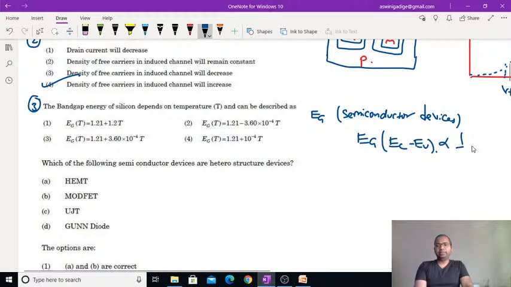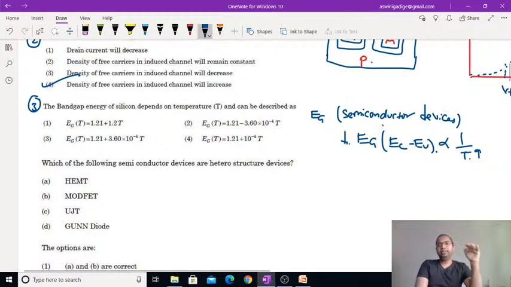So EC minus EV is inversely proportional to the temperature. It is not the exact relationship that you will get from this question, but just to make you understand, as the temperature is increasing, the energy band gap is going to decrease. Why? Because if the temperature is increasing, more covalent bonds will break down, and due to the breakage of the covalent bonds, a huge number of valence electrons will jump to the conduction band. Then it leads to electron hole pair generation.